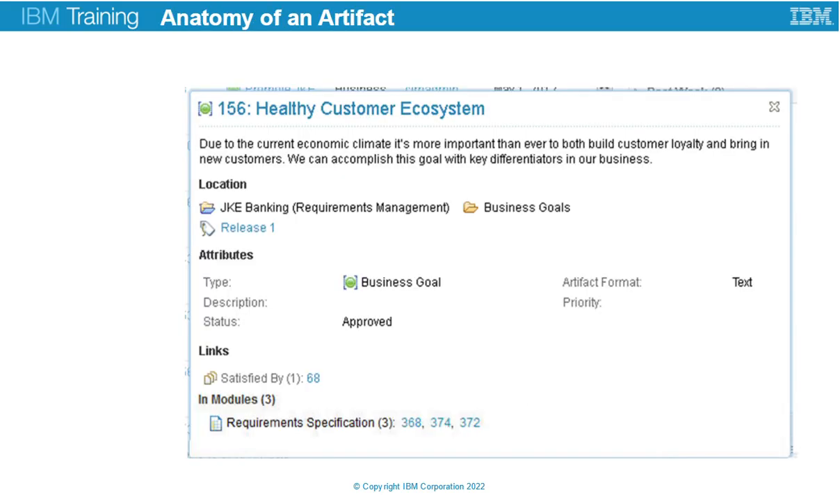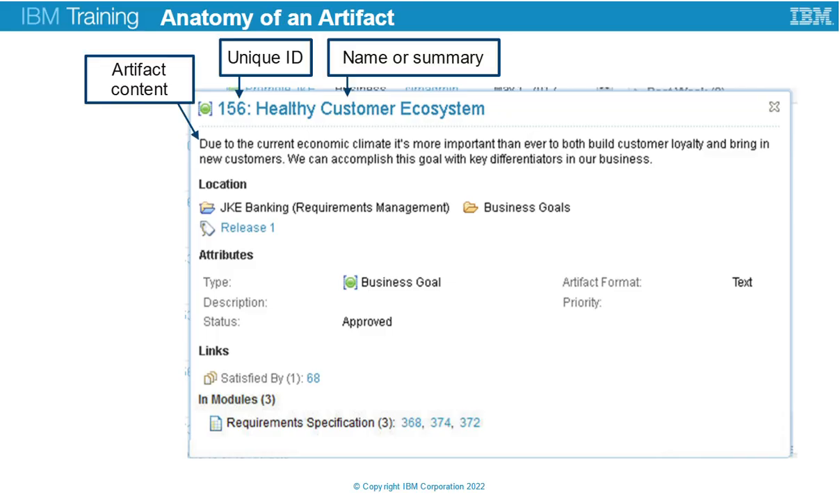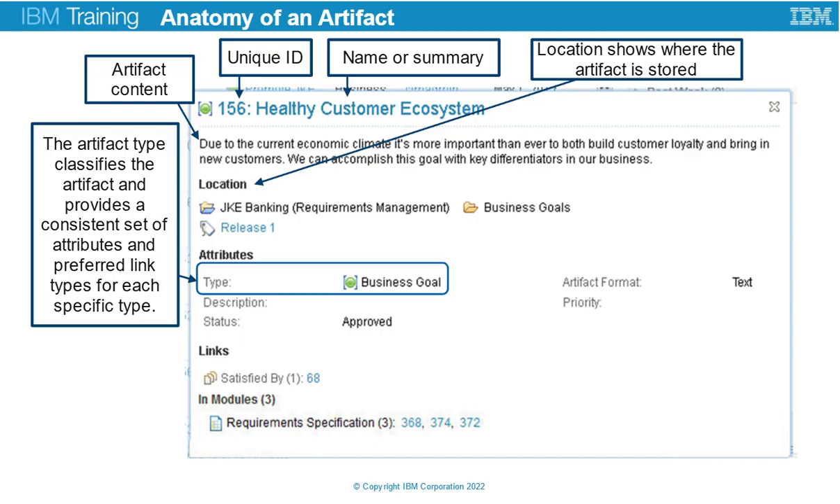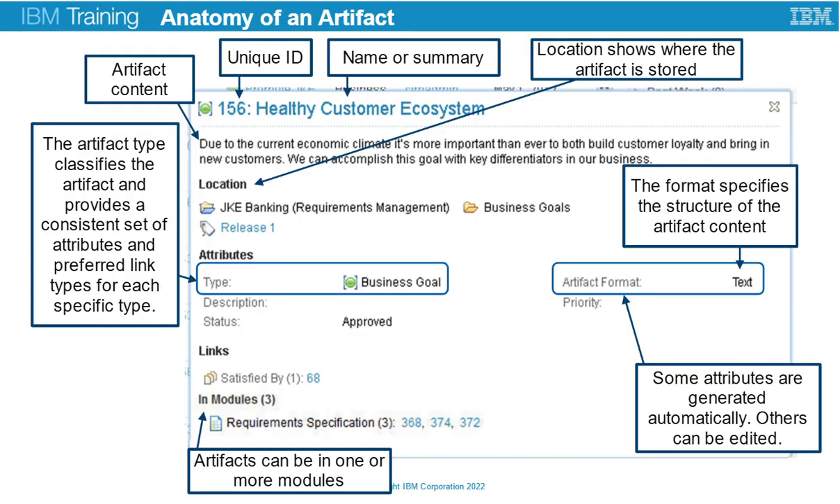This image depicts one possible view of an artifact. All artifacts have a unique ID, name, and content. The unique ID is automatically assigned and never changes. The name is usually a short description of the requirement, and the content is the detailed description of the requirement. Each artifact type has a set of attributes. Some attributes are system-controlled and others can be modified.